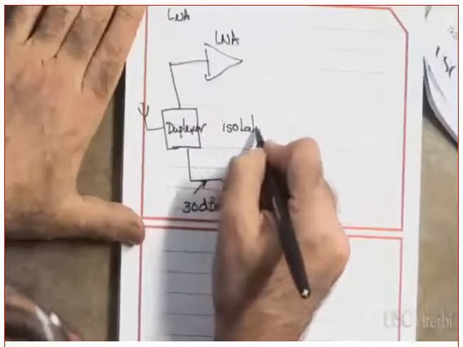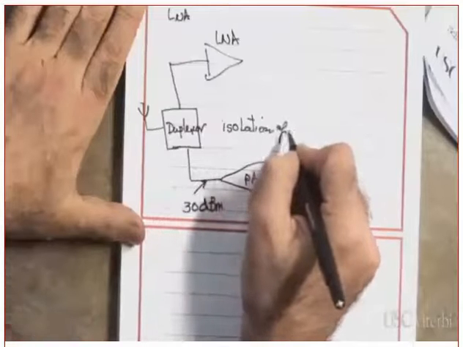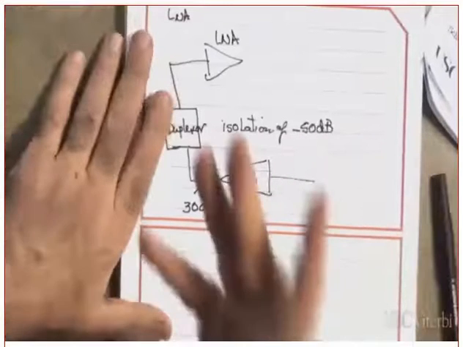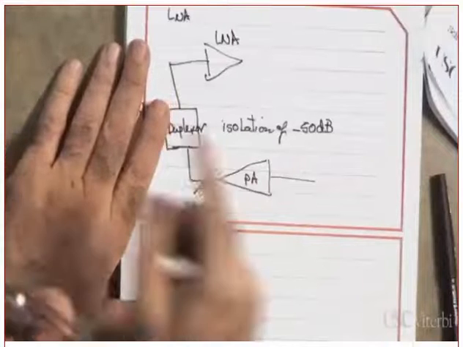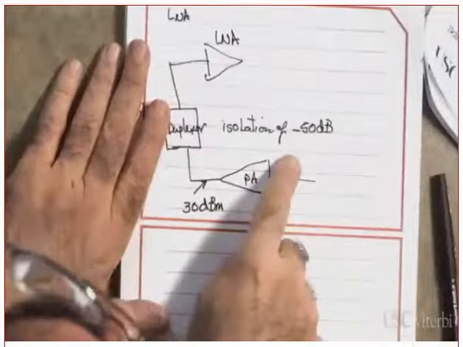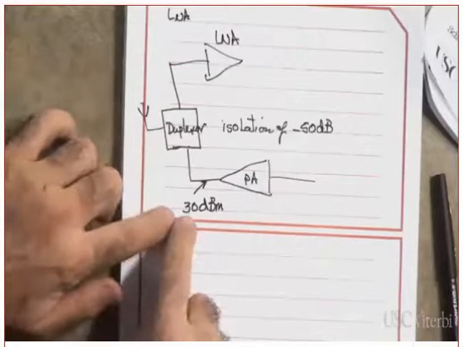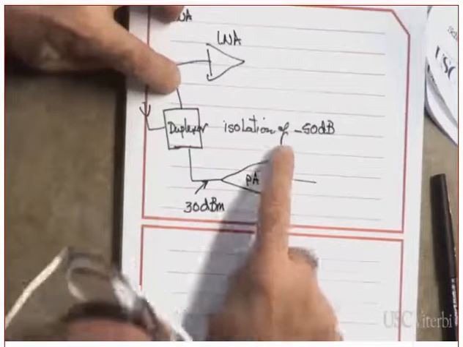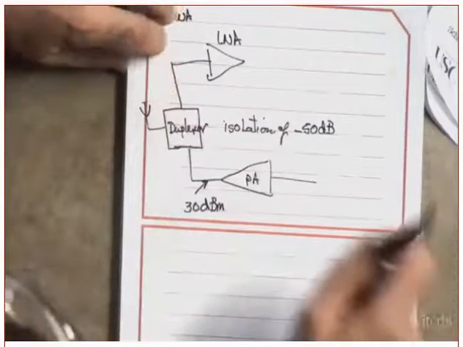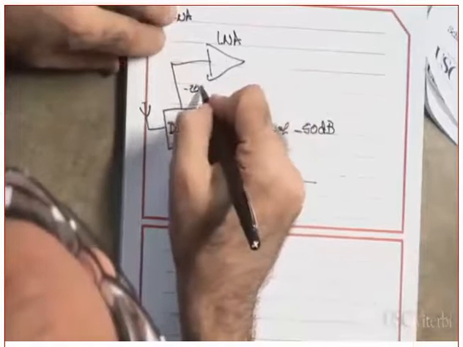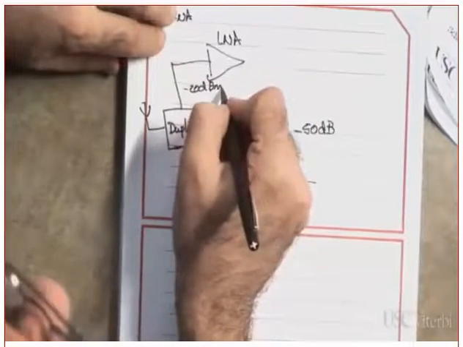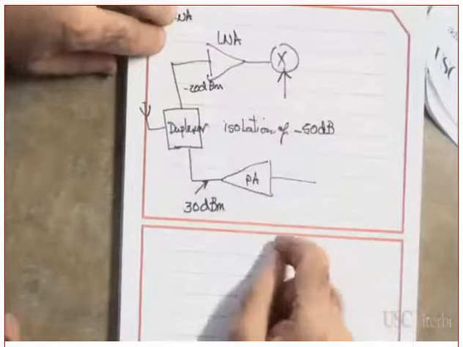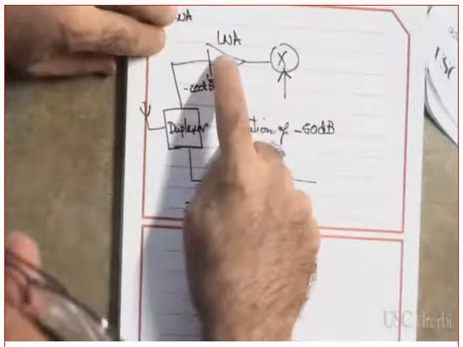But let's assume, just for the sake of argument, there is isolation of, let's say, minus 50 dB. Relatively decent. Do you agree? Do you understand what minus 50 dB means? It means if this one is generating 30 dBm, the power in here will be minus 20 dBm. Now, where is this one going to go? Let's assume that it's going to go to the mixer.